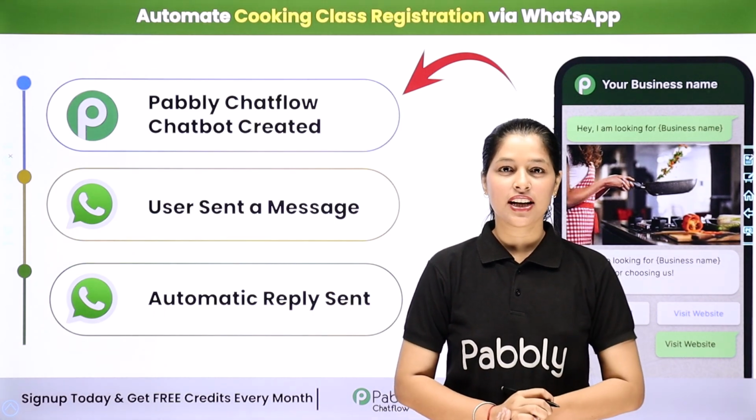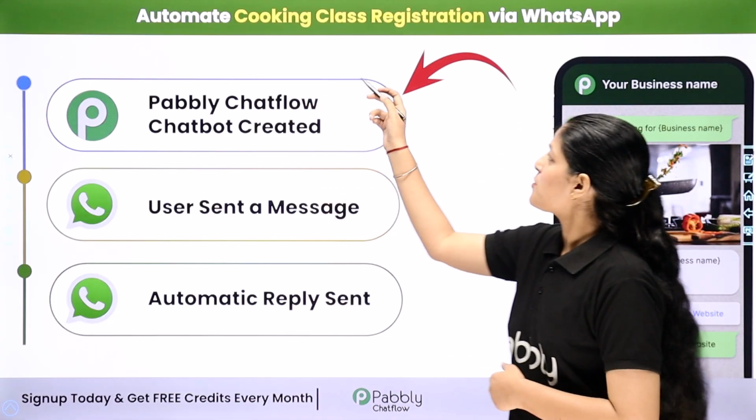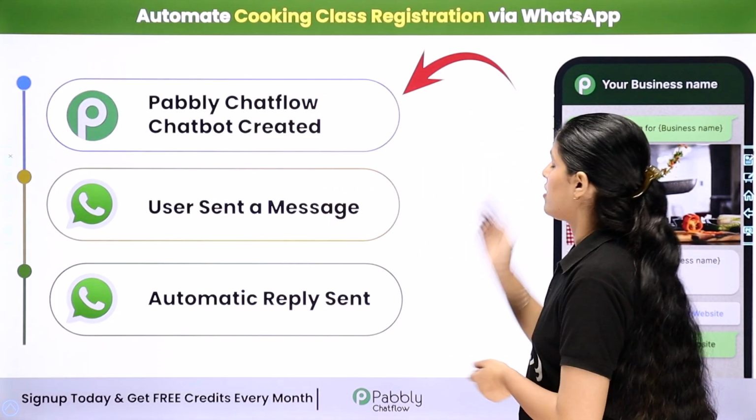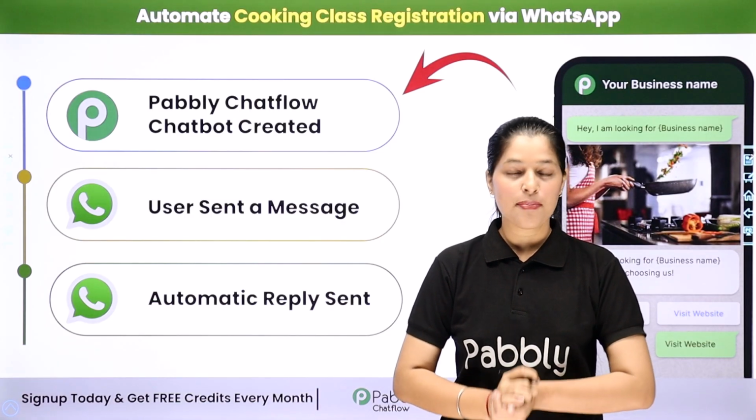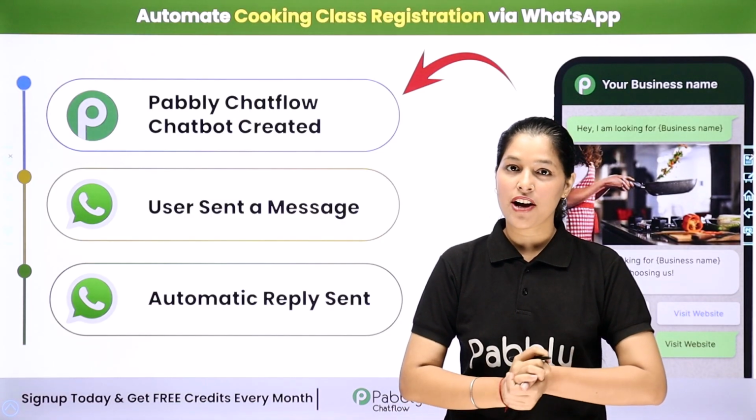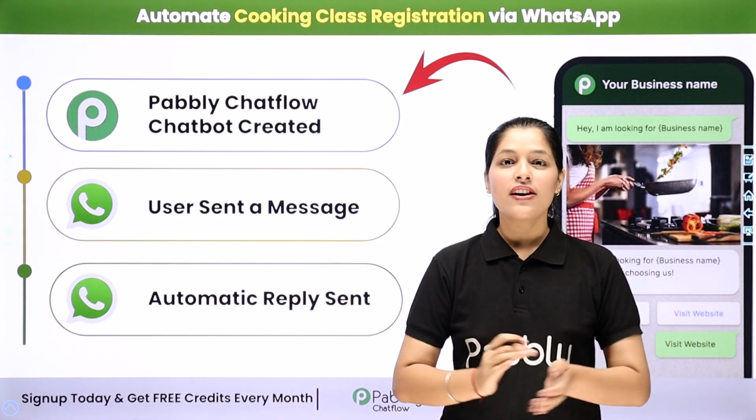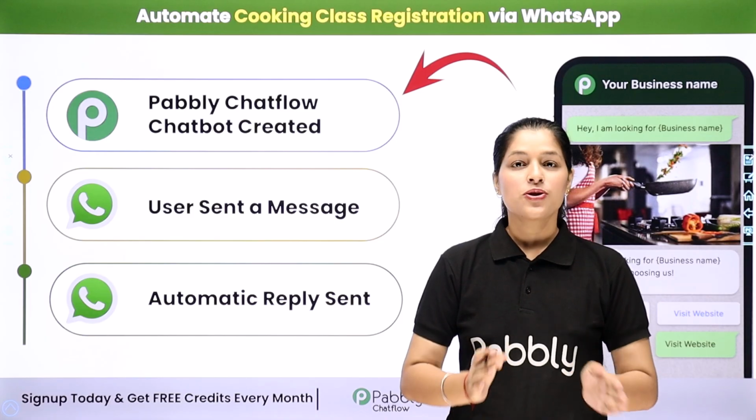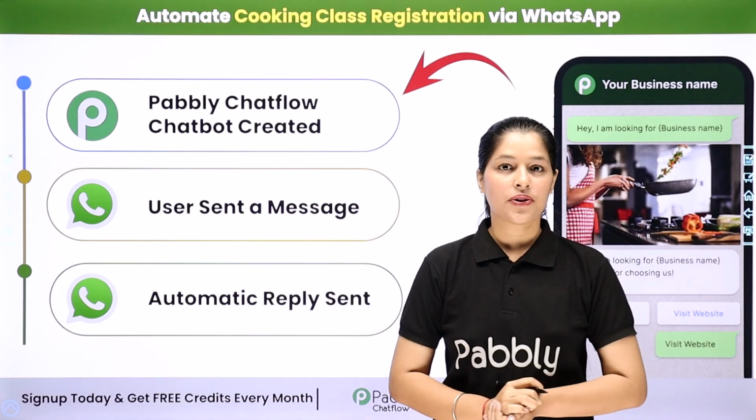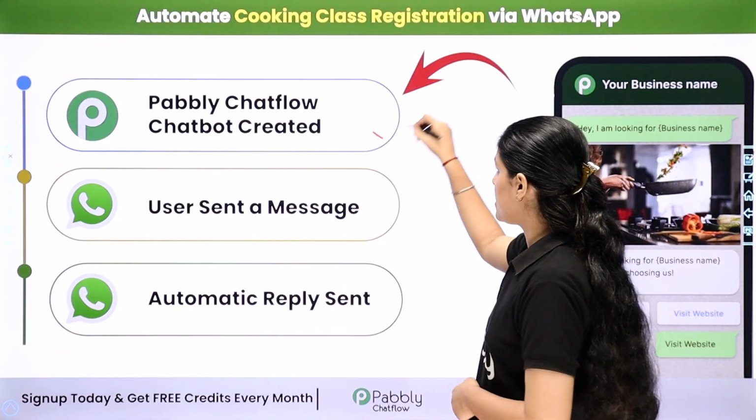So in this video we are going to learn how to automate cooking class registration via WhatsApp. I run a cooking class and want to automate course registration, menu selection and class scheduling via WhatsApp automatically. For that I am going to build a WhatsApp chatbot using Pabbly Chatflow. Firstly, in this video we are going to create a WhatsApp chatbot using Pabbly Chatflow.